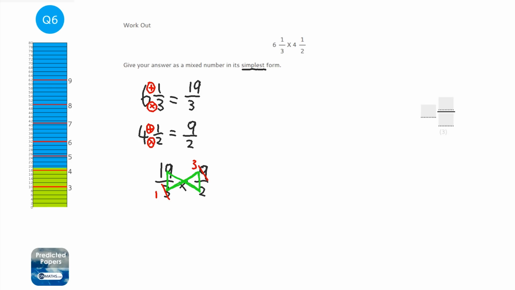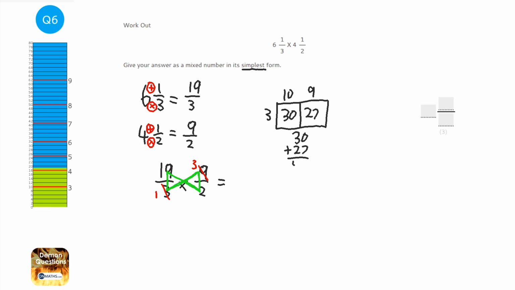So now instead of doing 19 times 9, I'm doing 19 times 3. And you can do any method you want. I mean, some of you would do 20 times 3 and take away 3, but let's do a little grid. 19 times 3, 30. 3 times 9 is 27. So 30 plus 27 is going to be 57. And now we're doing 1 times 2, which is 2.